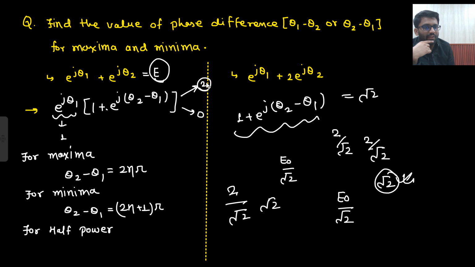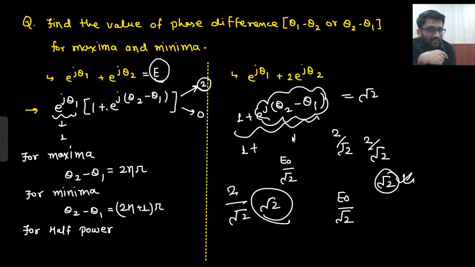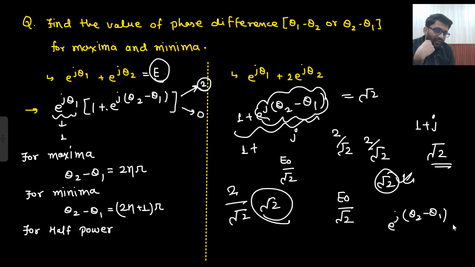So here maximum value is 2. So now I need the magnitude to be under root 2. So when can I have under root 2 magnitude? When this is 1 and this becomes j, right? This becomes j. So what is 1 plus j? Magnitude of 1 plus j is under root 2. So when this e to the power j (theta 2 minus theta 1) becomes j, at that time our job is done. Are you getting this point or not?